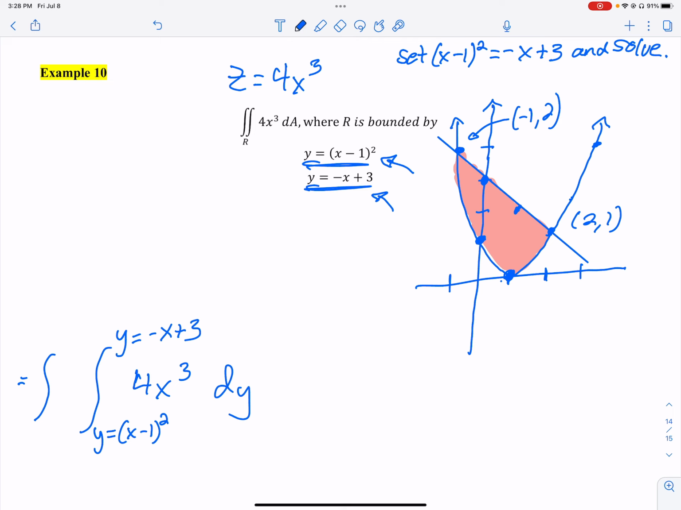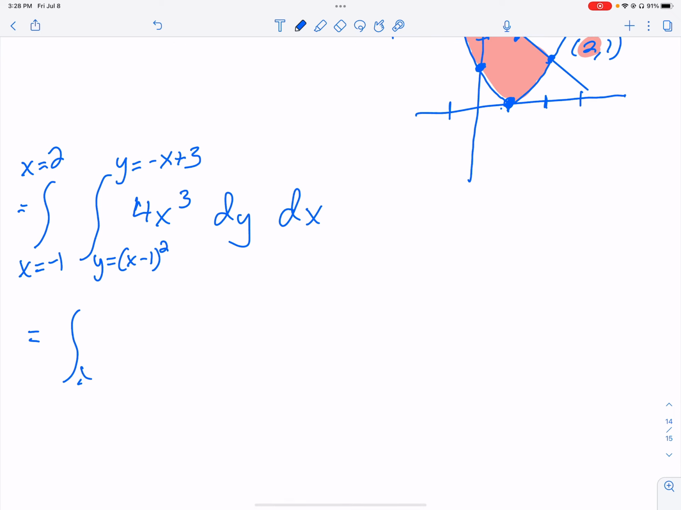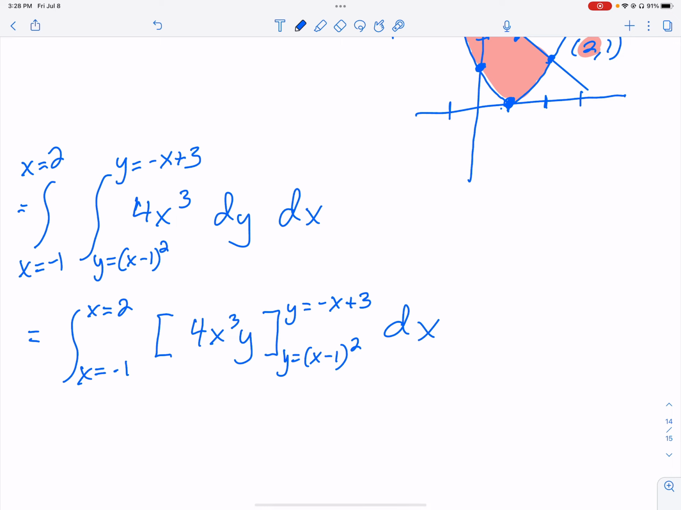Okay, so we have that. Now we have to do our x's. And all we have to do is look at the actual graph. X goes from negative 1 to 2. I'll show you where I picked up those values. Right here and right there. The x's from point to point. The curved part is taken care of with our y's. All right, so this is not terrible integration. It's pretty quick. So we have that with respect to y is 4x cubed y from, okay, y equals x minus 1 squared, y equals negative x plus 3, and then dx.